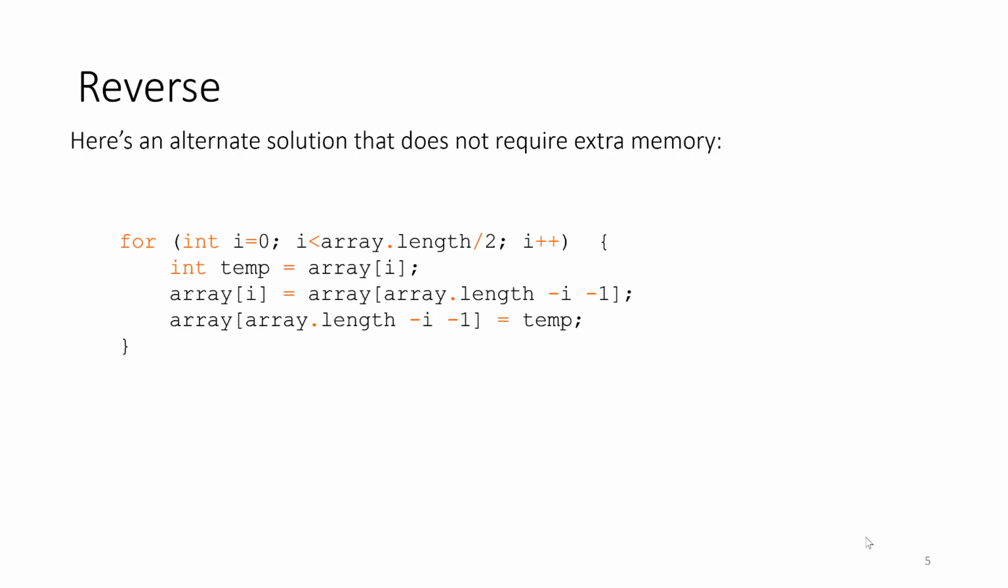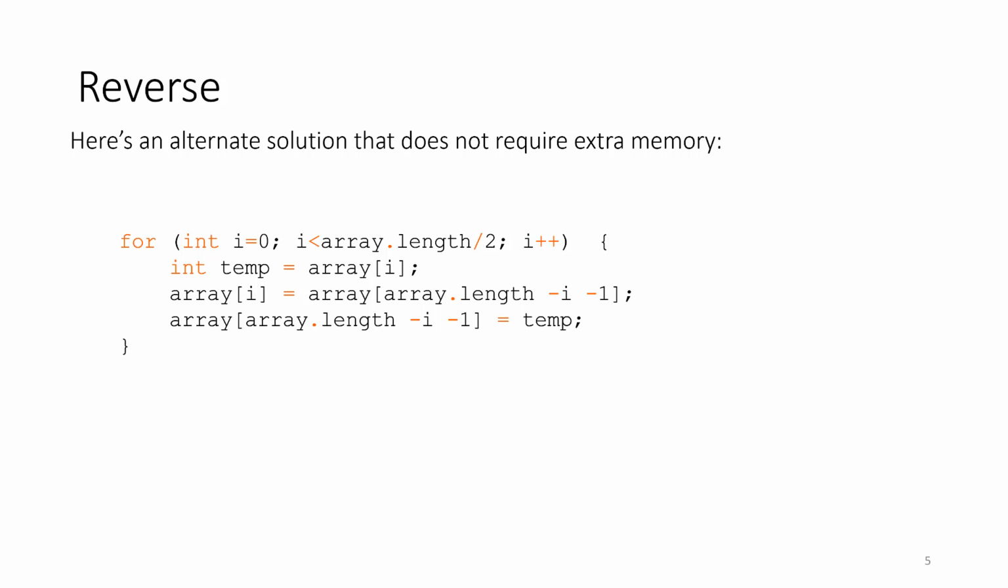An alternate solution that does not require extra memory, meaning that we're going to swap all of the elements in the same space, looks like this. It's a for loop that goes from i is equal to 0 while i is less than array.length divided by 2. So we'll go only for half of the array.